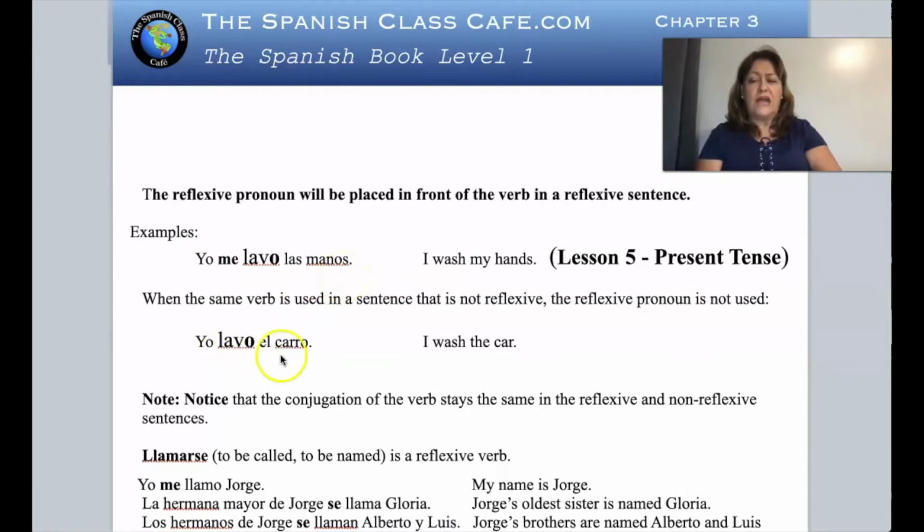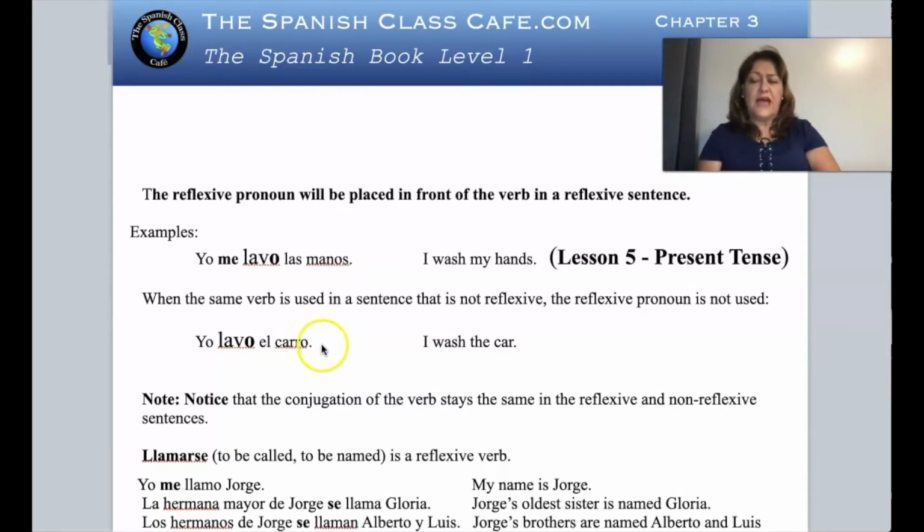Now, if we do an action, and here we have another example where the action is not reflexive. If I wash the car, it's not reflexive because I'm doing the action, and who receives the action of the soap and the water? The car. Then the person doing the action is not the same as the thing or person receiving the action. In this case, the car is receiving the action, then the sentence is not reflexive.